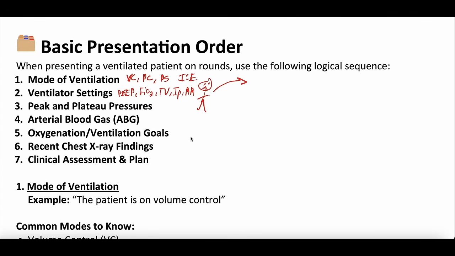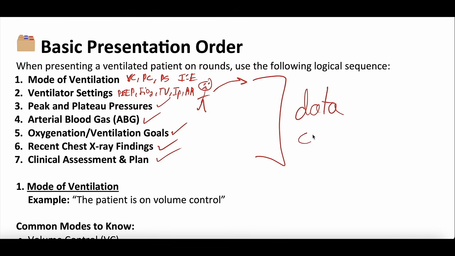We're going to talk more about all this. Then you do need to know their peak and plateau pressures, recent arterial blood gases, and what your goals are. Recent chest x-ray findings, and then what you want to do with all that great data you collected. All right, so that's kind of the basic foundations of data collection.